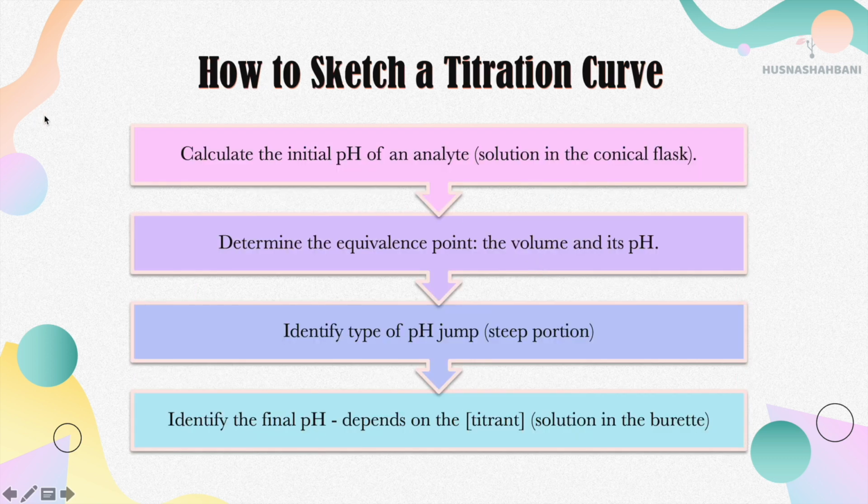This is how to sketch a titration curve. First, calculate the initial pH of the analyte. Analyte means the solution in the conical flask. Next, determine the equivalence point by looking at the volume and its pH. After that, identify the type of pH jump, the steep portion in the curve, and finally identify the final pH. This depends on the titrant concentration. The titrant is the solution in the burette.